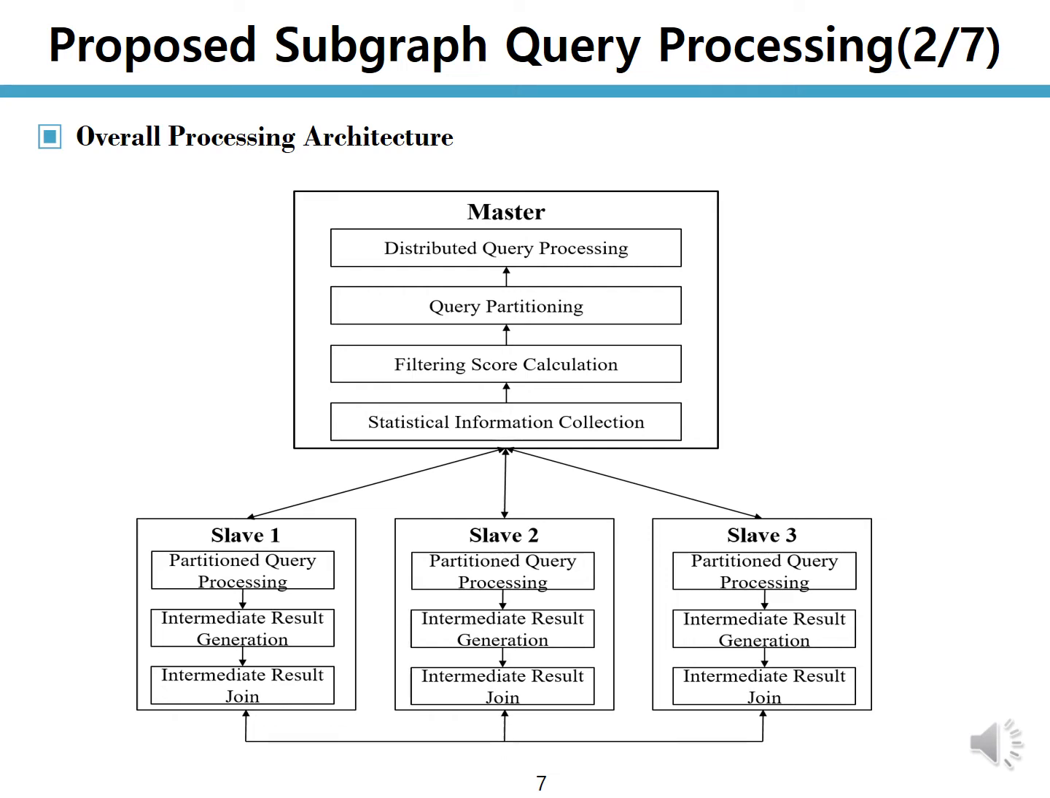The query is partitioned into triplets according to the filtering score to perform parallel searches. The parallel searches are performed at each slave node in Spark according to the determined search order. The search results are transmitted for the joining through communication between slave nodes, and results are finally joined at one slave node.